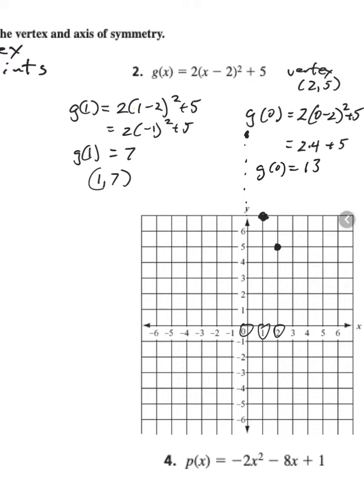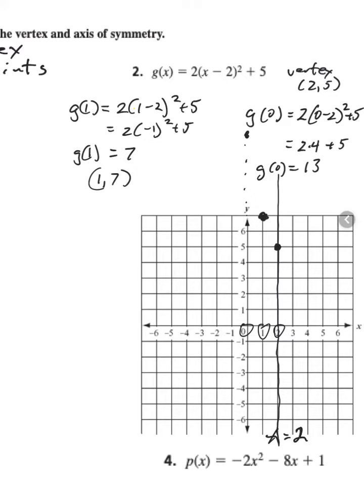My fault. But let's go ahead and use the axis of symmetry. The axis of symmetry in this case, the line that goes vertically through the vertex, is going to be called x equals 2.